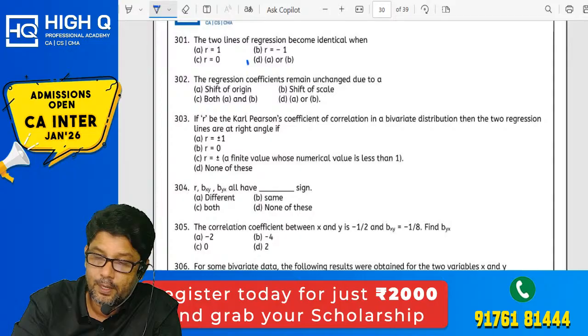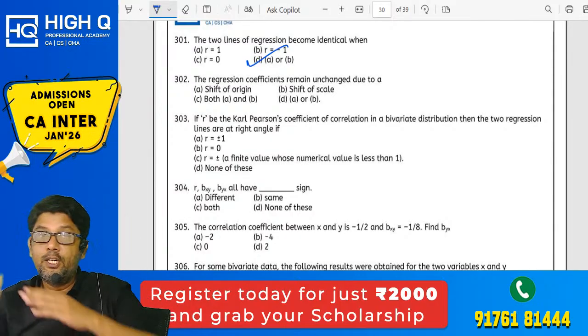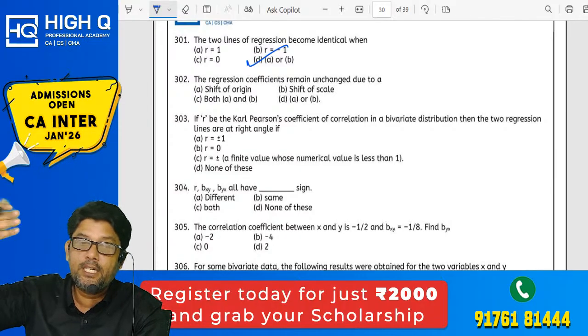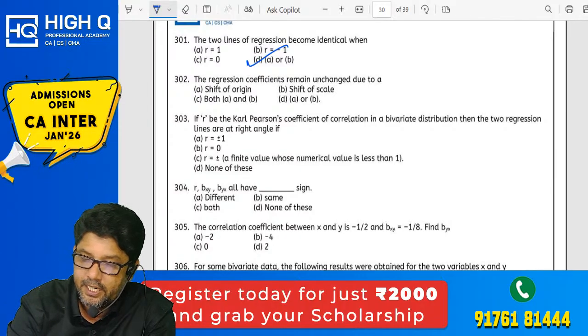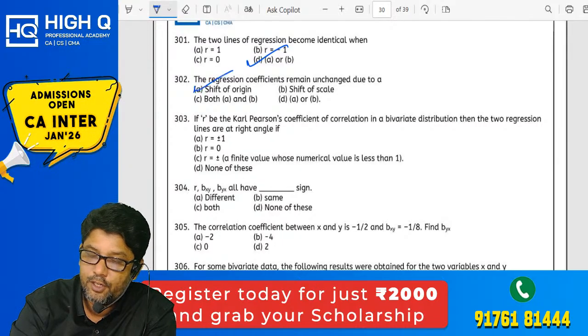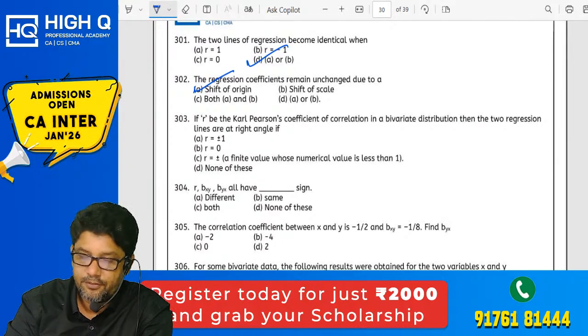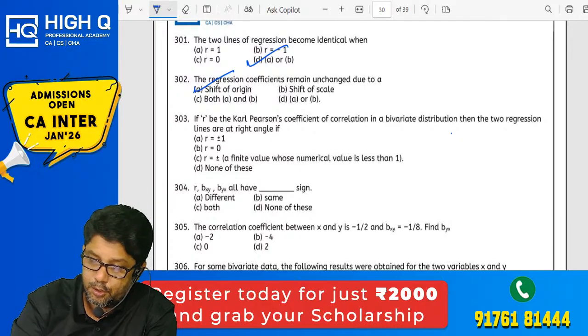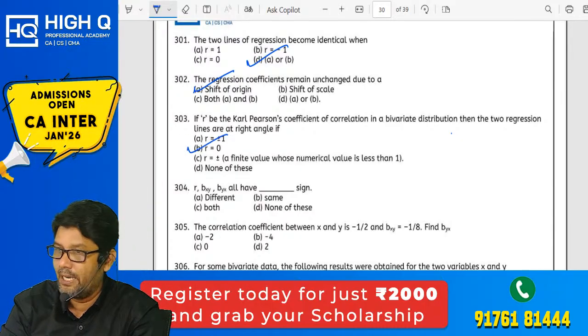Plus or minus 1. When two lines are perpendicular, then 0. Identical means plus or minus 1. The regression coefficient remain unchanged due to shift of origin. If R be the Pearson's coefficient of correlation in a bivariate distribution, then the two regression lines are at right angle if R equal to what? 0. Just now only I said, am I right?